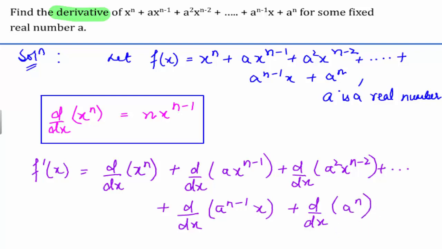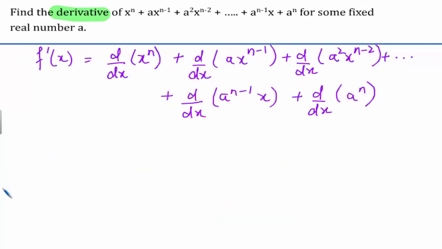Now this is equal to derivative of x raised to the power n with respect to x, which is n into x raised to the power n minus 1, then plus, now derivative of a into x raised to the power n minus 1 with respect to x is given by a, which is a constant, therefore taking it out. Now we have to find the derivative of x raised to the power n minus 1, which is n minus 1 into x raised to the power n minus 1 minus 1.